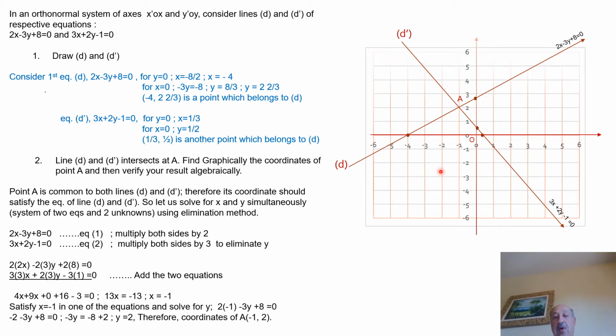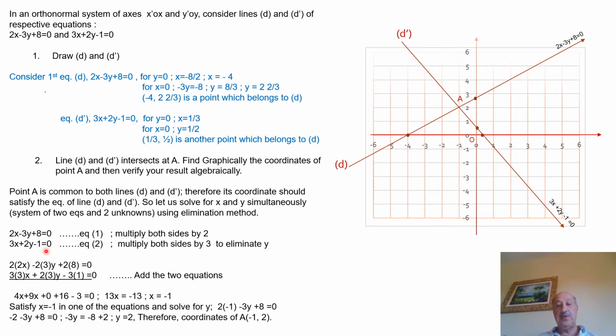Can we verify the results by an algebraic method? Yes. A is common to D and D prime. Therefore, the coordinates of A should satisfy both equations. Satisfying both equations means that we solve these 2 equations simultaneously, taking the system of 2 equations and 2 unknowns using the elimination method. What do I mean by elimination method? It means eliminating one unknown and finding the other. One unknown, for example y, and find x.